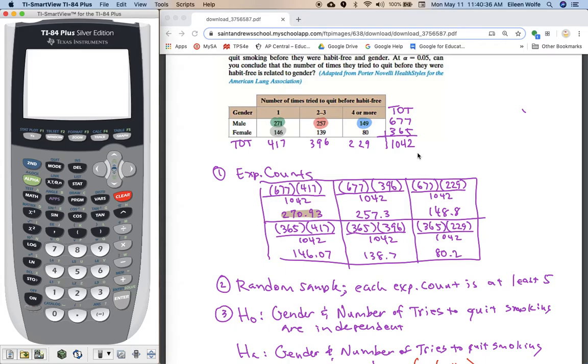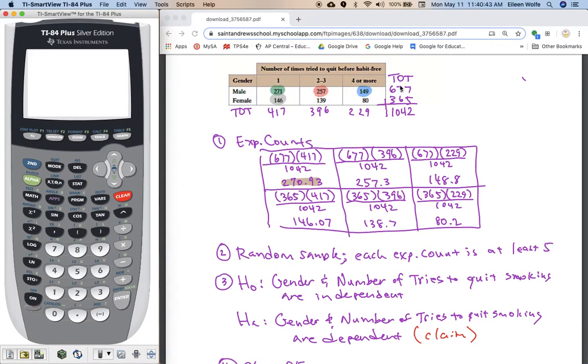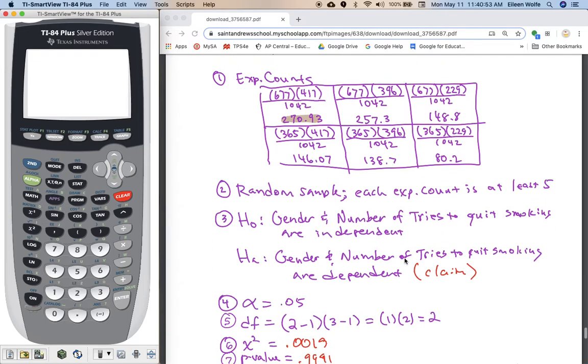the expected counts and multiply out after inserting the row totals and column totals. We're going to multiply row total times column total over sample size. We'll repeat that 6 times. Okay. Step 2 is to say random sample, each expected count at least 5.